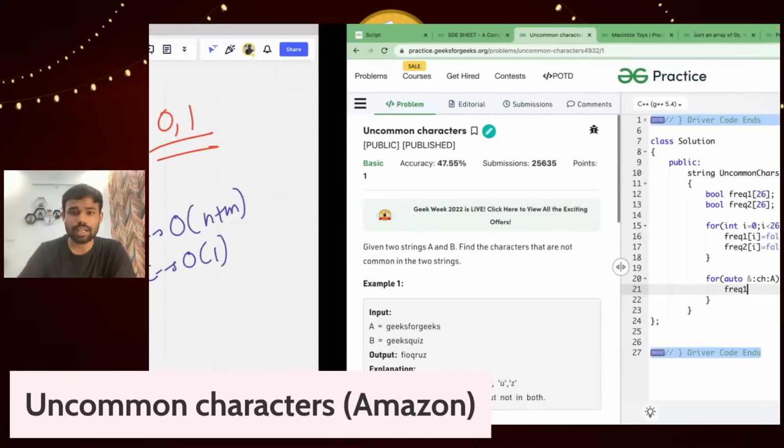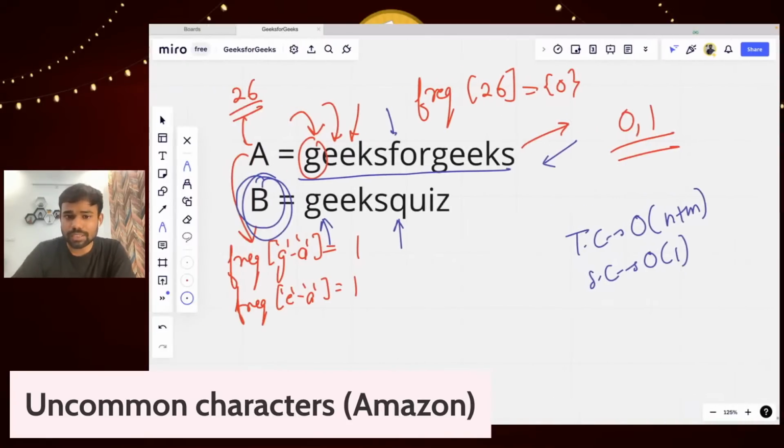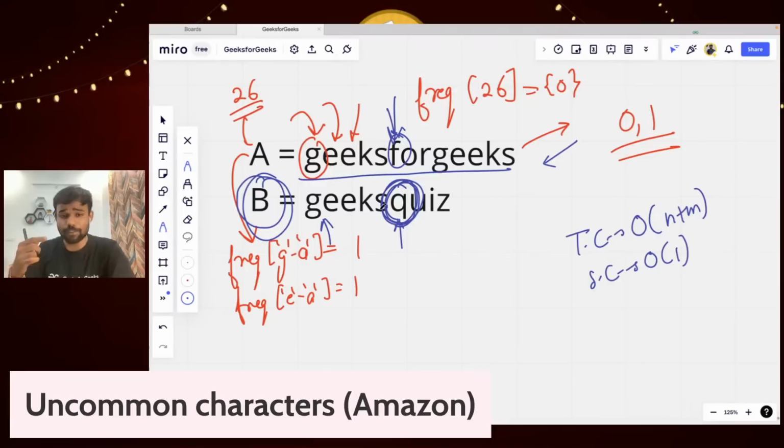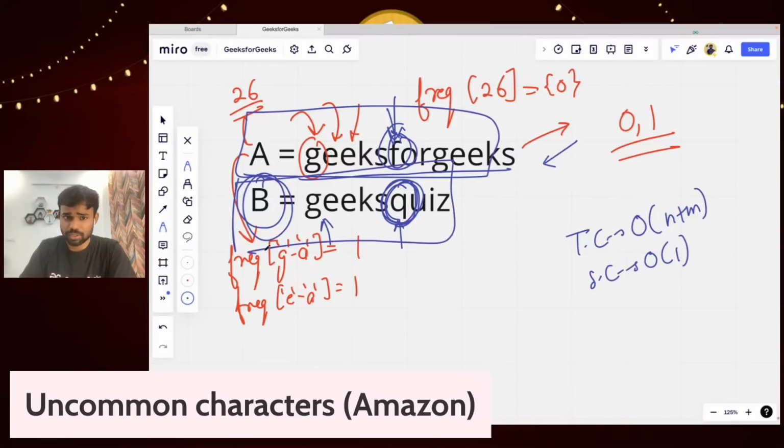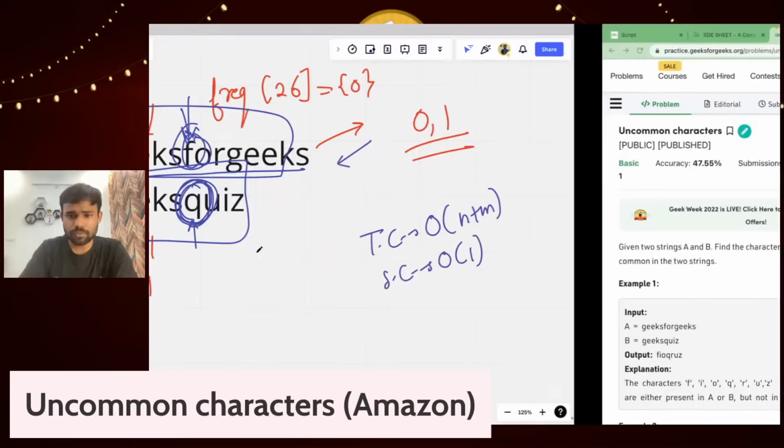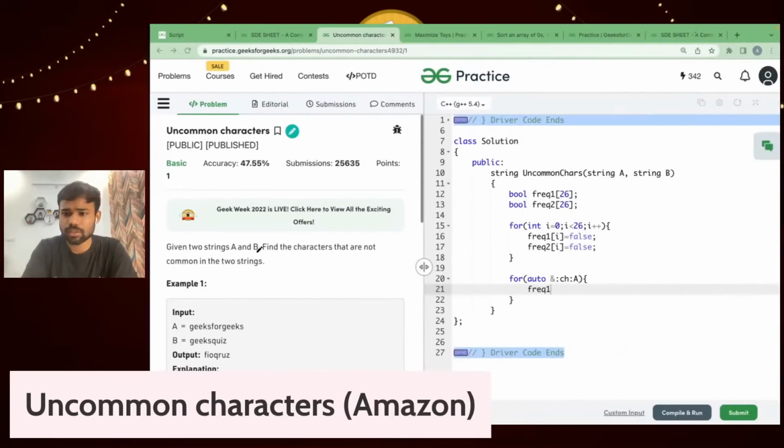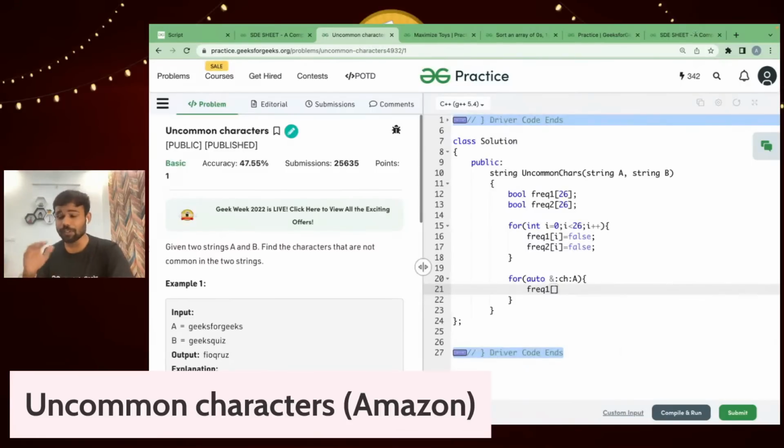What you can see now is that Q is also present. Q is also a character which is common, and F is also a character which is common. So for Q we have to check the frequency in this string, and for F we have to check the frequency in the other string. So we have to find the frequency in both. So let's write it.